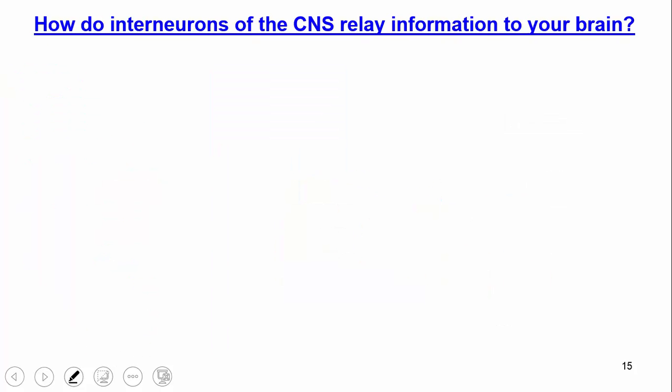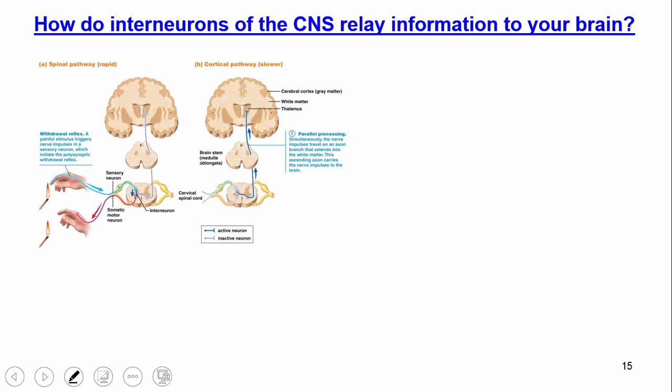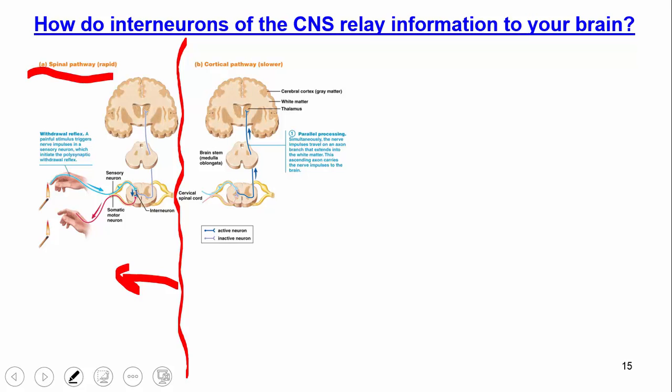Okay, so how do interneurons of the CNS, or the central nervous system, relay information to your brain? So this is going to show you that. So there's two different ways here. And so the first situation here is something, let's draw a line here. We just have a nice little dividing line right here, okay? So everything on the left is one situation we're going to talk about, something called the spinal pathway. And then everything on the right is going to be something called the cortical pathway. It's a little slower, right?